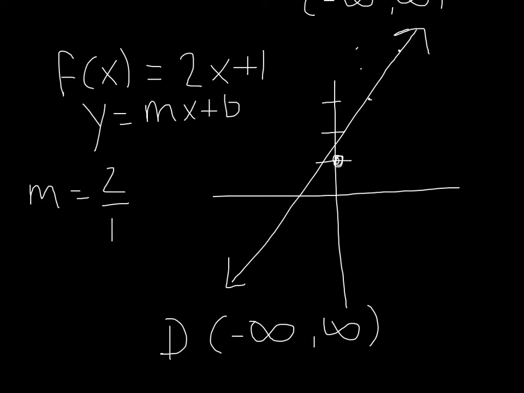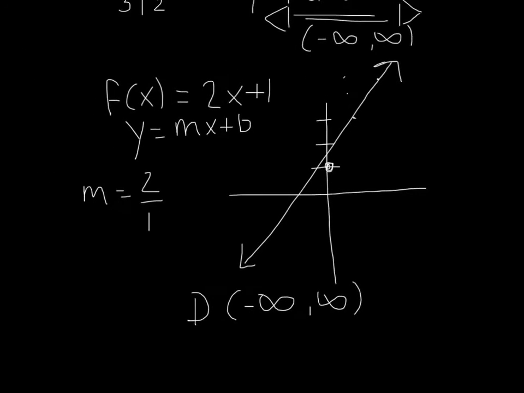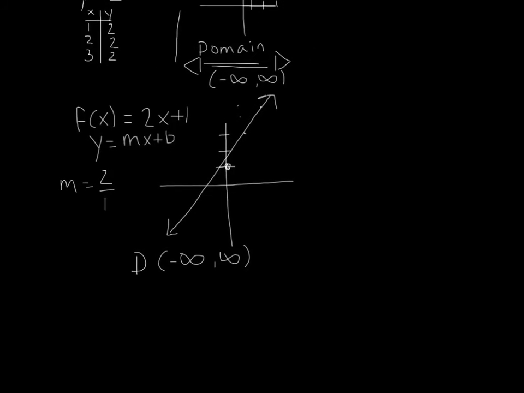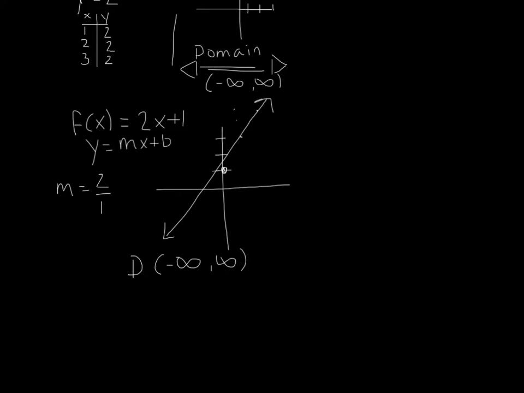Then how far up and down does the graph go? Well, we can see that the graph goes all the way up and all the way down. So up here because the arrow goes up, and then down there because the arrow goes down. Those are the y values that this graph takes on. So negative infinity is all the way down, positive infinity is all the way up.